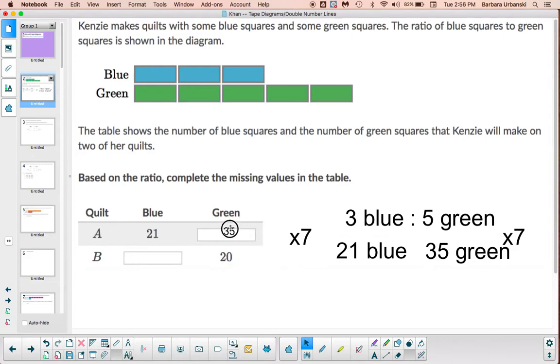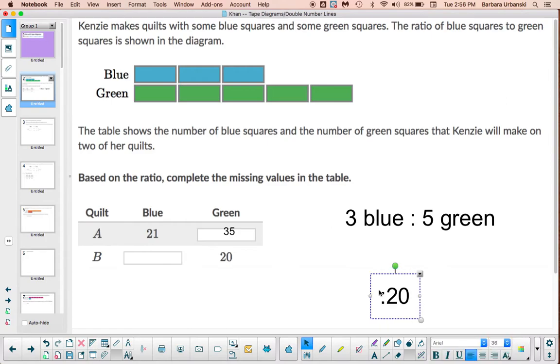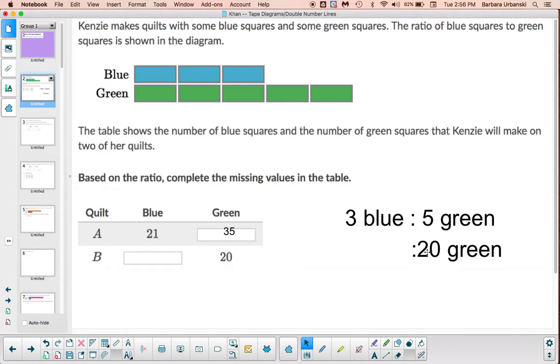Now on the next one, we're working a different way. I'm going to go ahead and get rid of this. But you have to remember, the ratio that's given stays the same. There are 3 blue to every 5 green. So now they're telling you that there are 20 green. So I'm going to go ahead and put 20 green. You'd ask yourself again, how would I get from 5 to 20? And it would be multiplying it by 4.